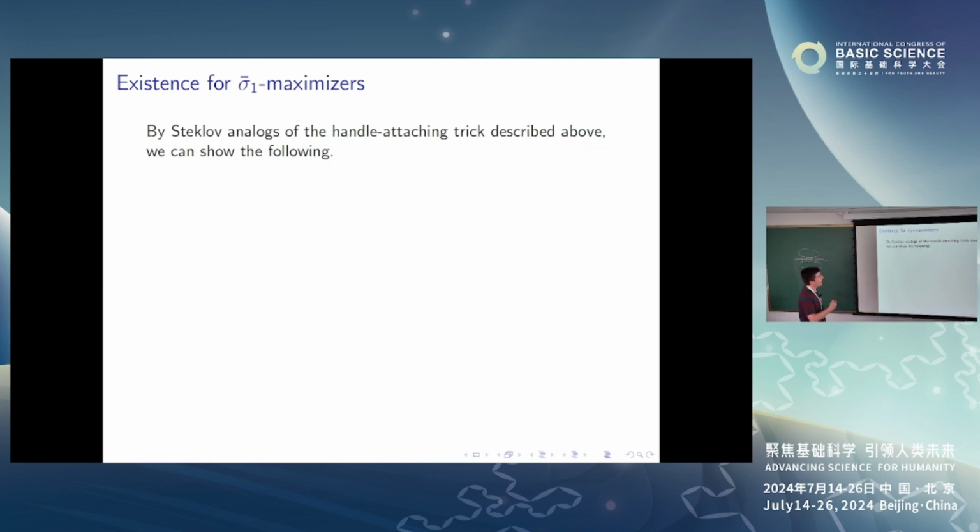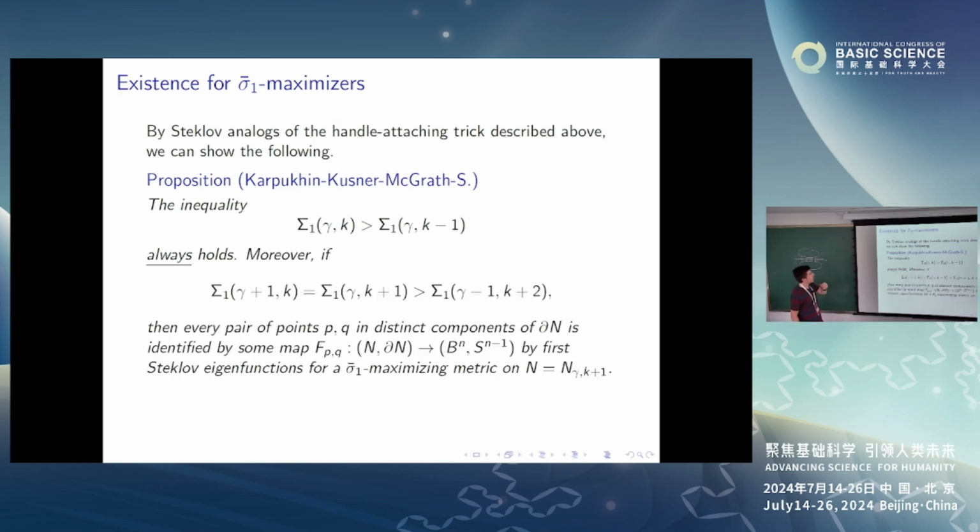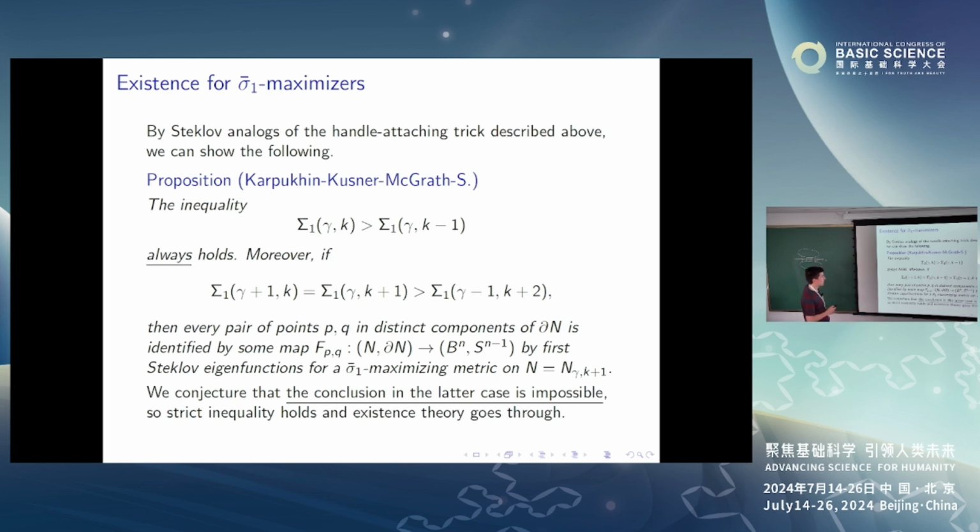Okay? So by analogs of the handle attaching trick, that I won't get into in the interest of time, we can show the following. So in fact, we always get the strict inequality for losing a boundary component. That one's somehow easier. And then if we don't have our inequality in the genus drop case, then at least we can show that for any pair of points in distinct boundary components, we have some eigenmap identifying. Okay? And so this turns out to suffice.